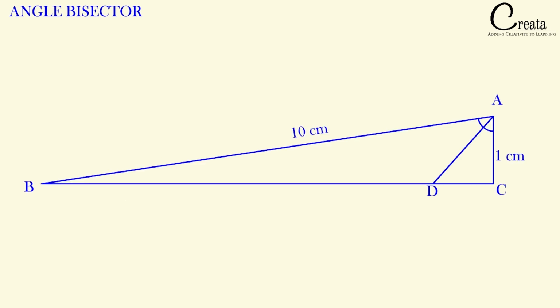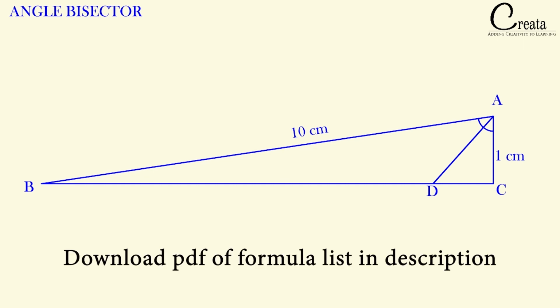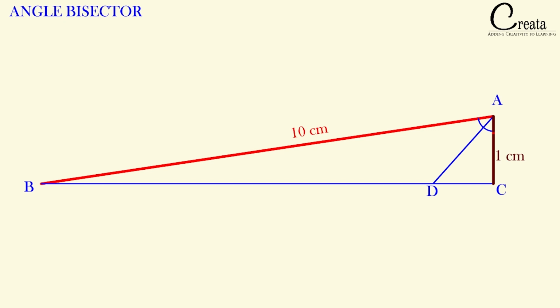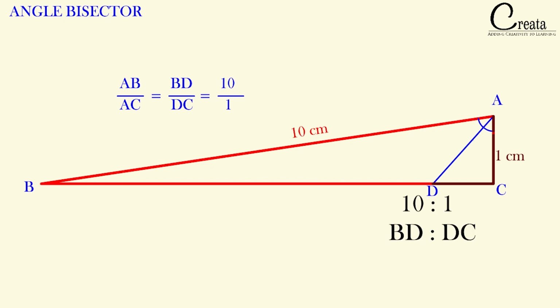For example, if we take a triangle with AD as the angle bisector, the two sides of the triangle, that is AB and AC, are given as 10 cm and 1 cm respectively. So the ratio of BD is to DC will also be equal to 10:1. This is the fundamental of the angle bisector theorem. The ratio of the segments which are divided by the angle bisector is equal to the ratio of the two sides containing the angle. Got it? This is the angle bisector theorem.